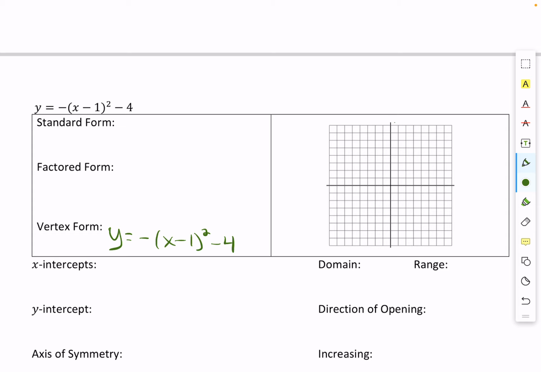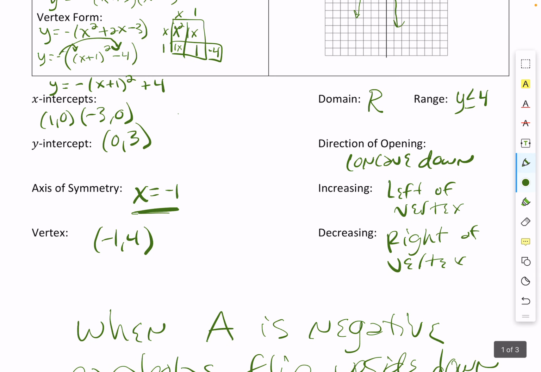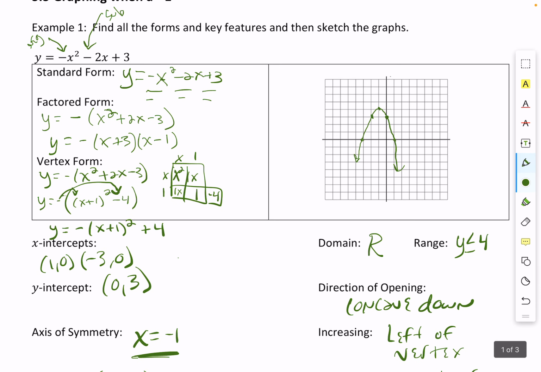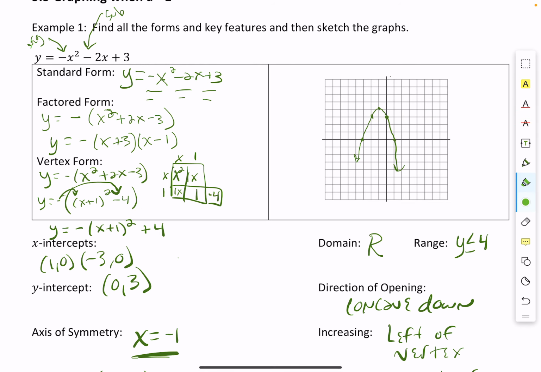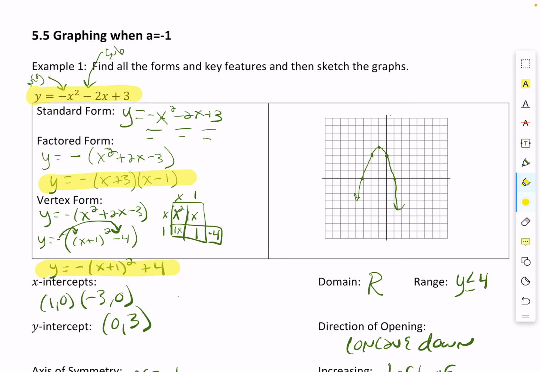Why? Because doesn't it only matter if there's a negative or not? And if there's a negative on one of them, look, there's a negative on all of them. So look, if there's a negative on one of the forms, there's a negative on all the forms. So I agree, you can look at any of them to decide if it's concave up or concave down. Make sense? Okay, good.